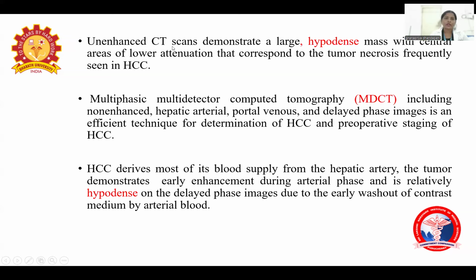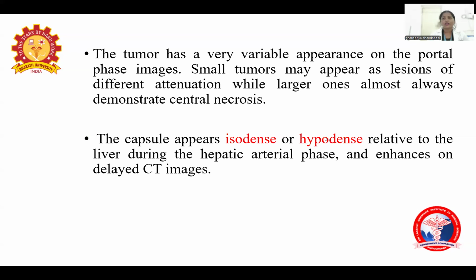So in a plain CT, this HCC will demonstrate as a large hypodense mass with areas of low attenuation that correspond to the tumor necrosis. Normally, HCC derives most of its blood supply from the hepatic artery. So the tumor shows early enhancement during the arterial phase, and it is relatively hypodense on the delayed phases due to the early washout of contrast medium by the arterial blood. The tumor has a variable appearance on the portal phase images.